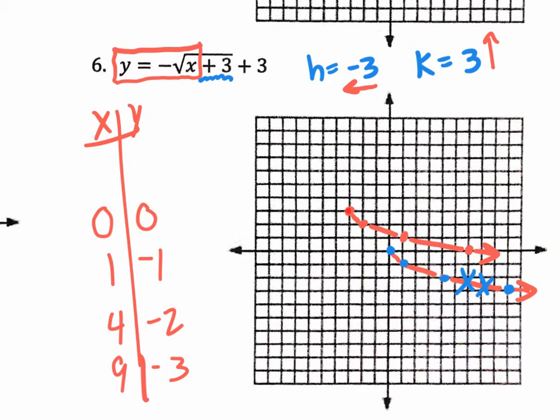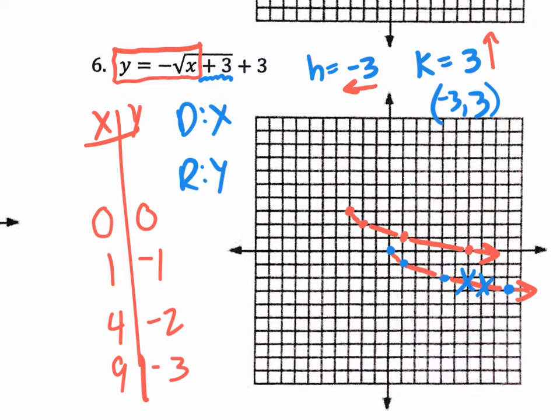It starts right here at the coordinate h, k, that coordinate being negative 3, 3. And from that coordinate, negative 3, 3, it goes down and to the right forever. It keeps going down forever, keeps going to the right forever. So if you think about that beginning point and the direction it's going, it should be pretty easy to determine your domain and your range.